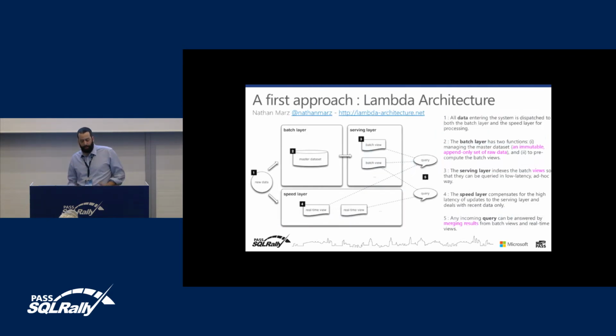And that's the first approach that was defined by Nathan Marz, not working at Twitter at the time, but then his company was bought by Twitter, and they applied it to this product. It's a Lambda Architecture. Maybe some of you have already heard this name. It's been quite heavily used by marketing departments. But we don't care about marketing. We care about designing systems.